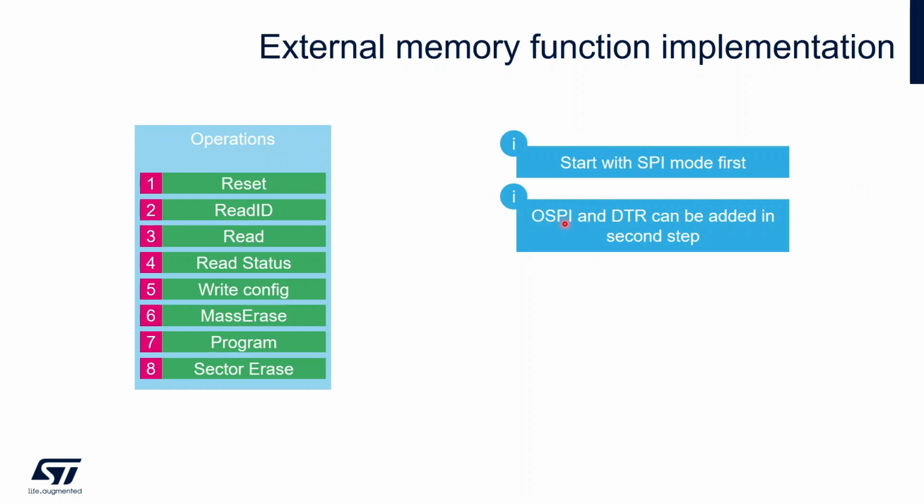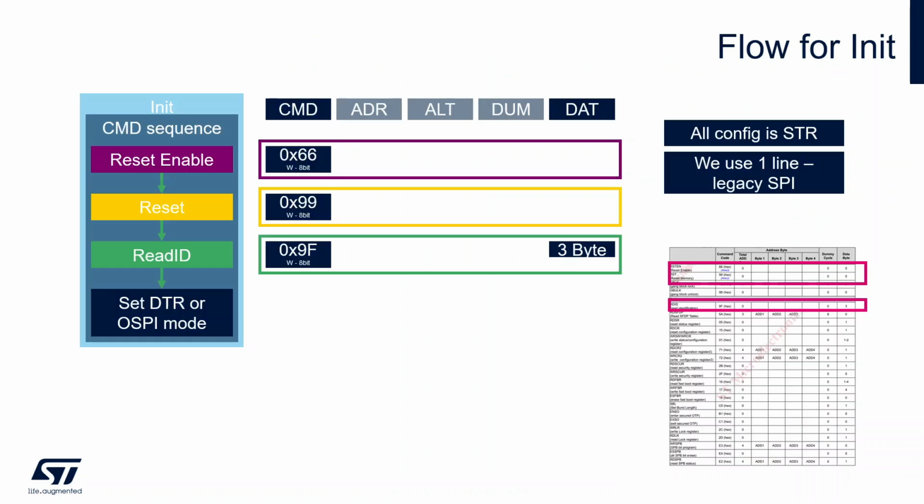Because in the case of the flash, you can always do this in the simple mode and, for example, switch to the DTR and OSPI only for the reading, which can also make things a little bit simpler for us. So we will start with the first commands, which will be part of the init sequence. So it will be implemented in our init function. And first we want to reset the memory. So we will use the reset enable command, which must be followed by the reset command.